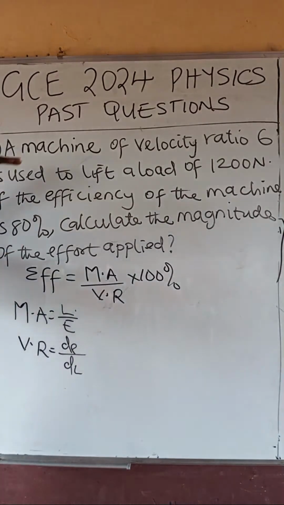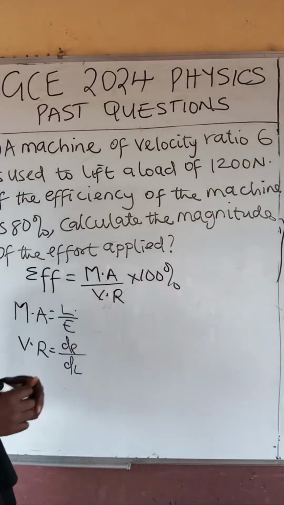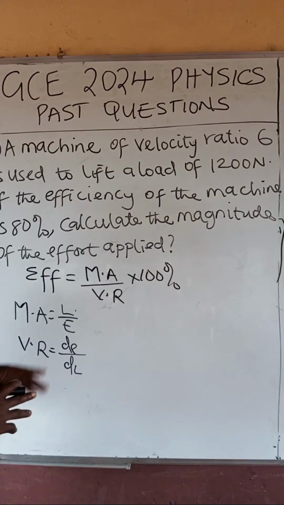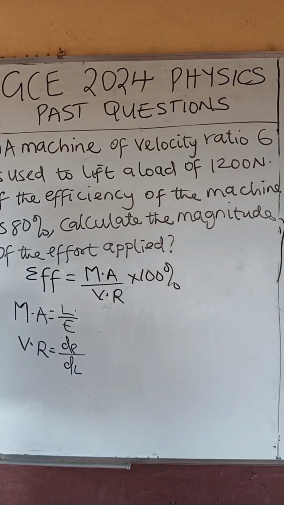All right, in this question, you're given a velocity ratio of 6, and you're given a load of 1,200 newtons with efficiency of 80%. They asked to calculate the effort. Now, we cannot solve for the effort without solving for the mechanical advantage first. We are going to solve for the mechanical advantage. Then when we are done solving that, we are going to substitute it in here to solve for our effort. Is that clear? All right. So let's solve.